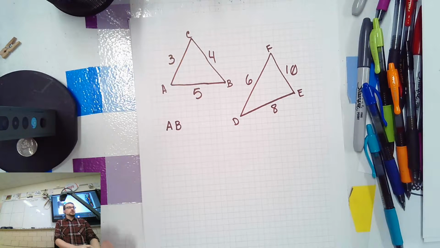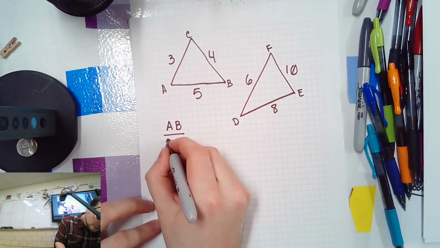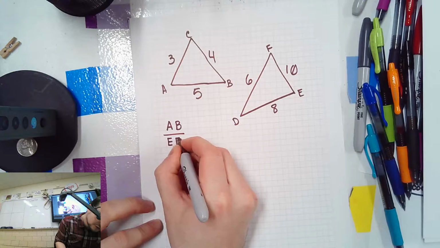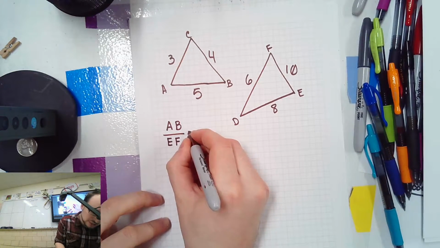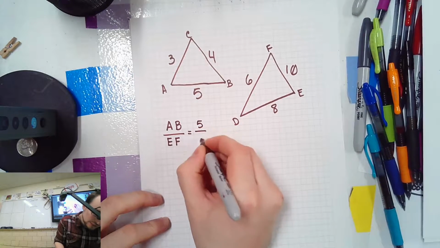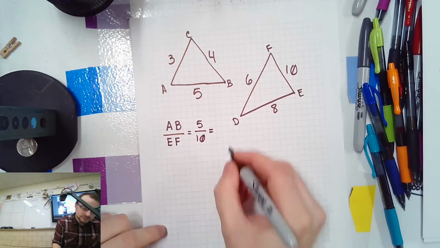What side does it relate to? EF, right? When we relate things, we write them as fractions to show relationship. AB and EF's relationship is that AB is 5 and EF is 10. Now that reduces. What's 5 over 10? Half.